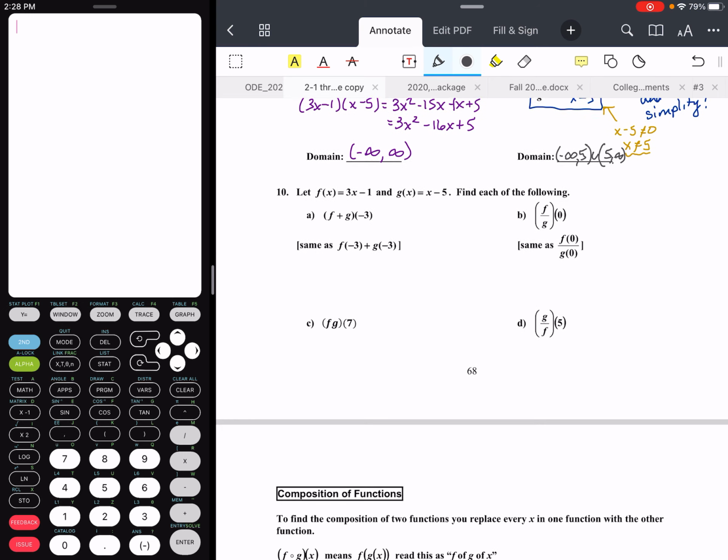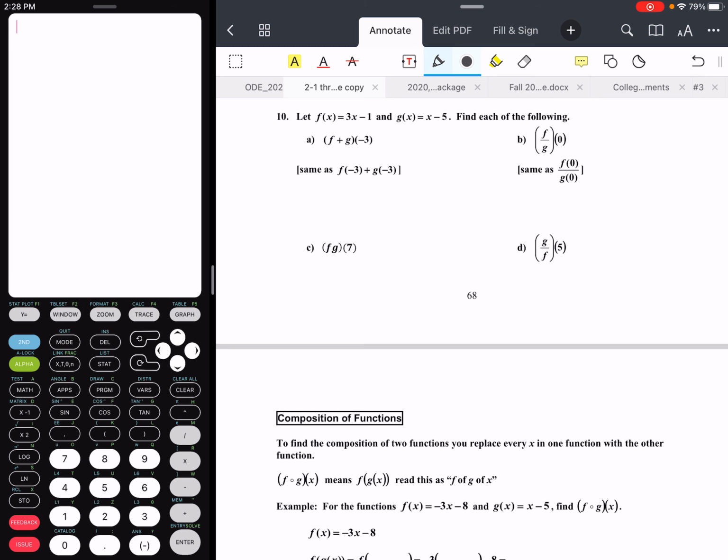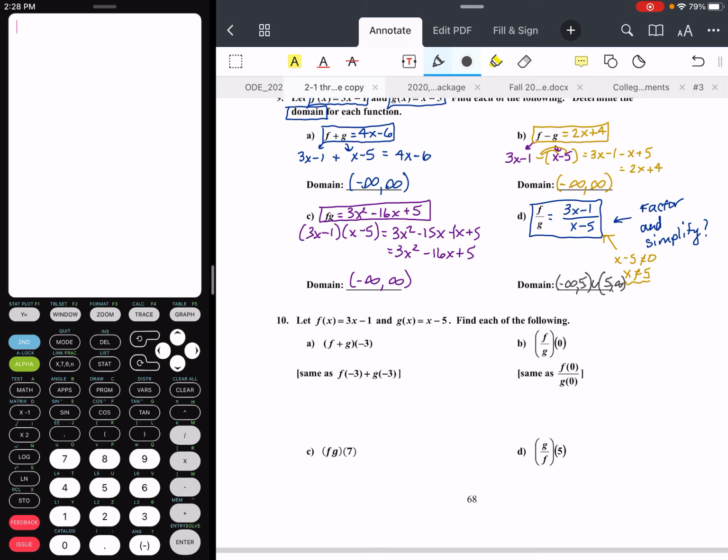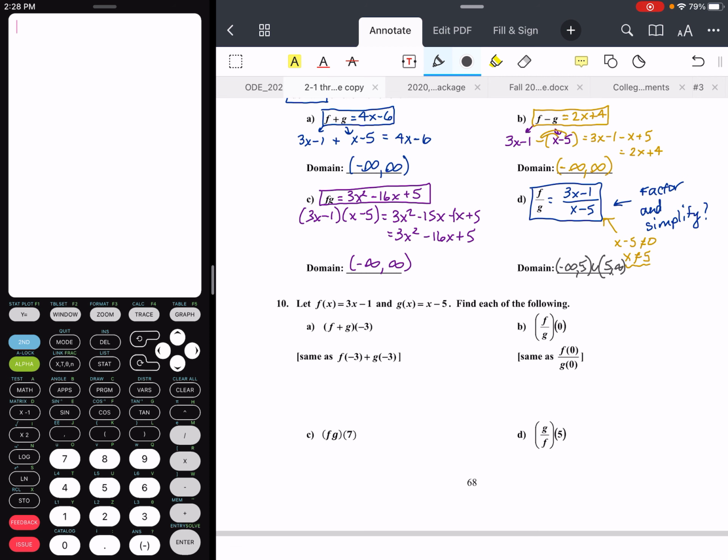Okay, so moving on to number 10. We have the same f and g functions. It says find each of the following. So part A says find f plus g of negative 3. So I want to mention that you have two options here. Option 1, so I'll just put method 1. F plus g of negative 3, you can individually find f of negative 3 and g of negative 3 and add those together.